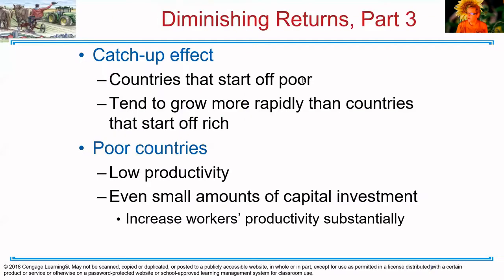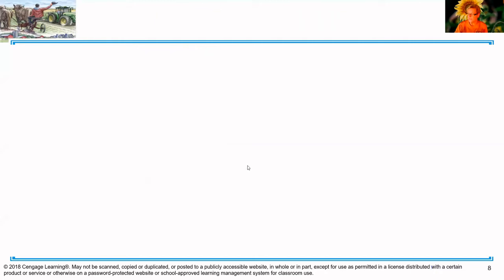Okay, now that you know a little bit more about the law of diminishing returns, let's go ahead into our next slide. And we're going to go ahead and talk about this catch-up effect. So the catch-up effect says it really all depends on where countries start from. So remember that country Mali that we had back at the beginning of this chapter?